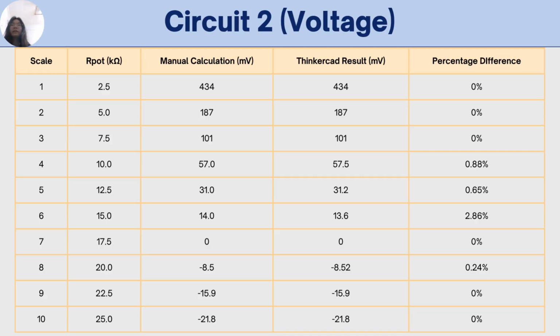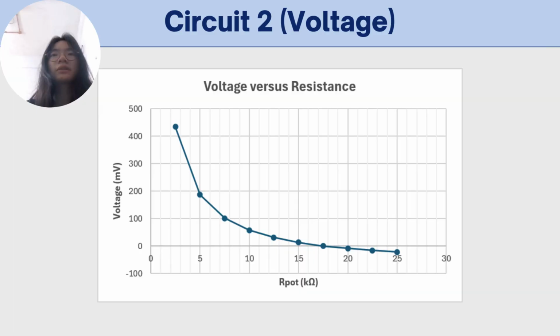Then I tabulate the data of manual calculation and Tinkercad in this table. From my simulation, the voltmeter reading becomes 0 volt at scale 7, where output is equal to 17.5 kilo ohm. This shows that the bridge is balanced around scale 7. This shows voltage versus resistance graph. When the output increases, the voltage decreases.